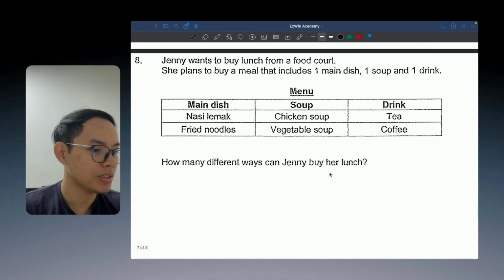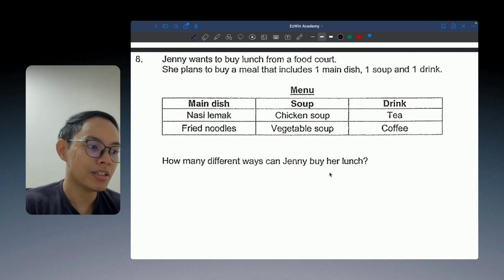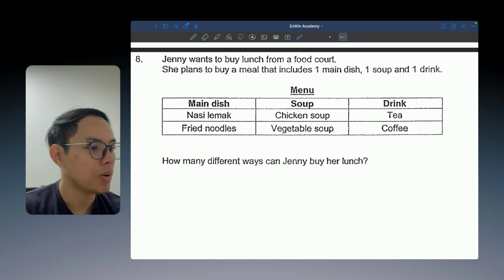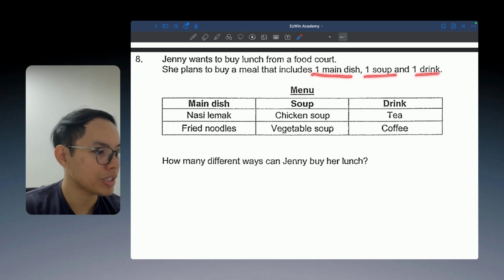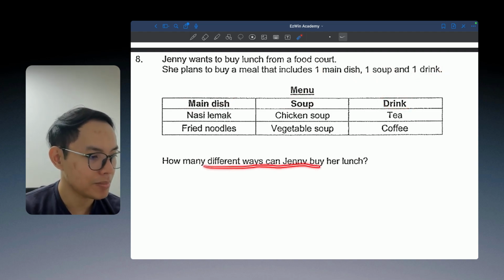Okay, so let's move on to the next question. This is a bit tricky, but I think you probably can solve this. Jenny wants to buy lunch from a food court. She plans to buy a meal that includes one main dish, one soup and one drink. Where is the main dish? Main dish over here. The soup is over here. The drink is over here. How many different ways can Jenny buy her lunch?